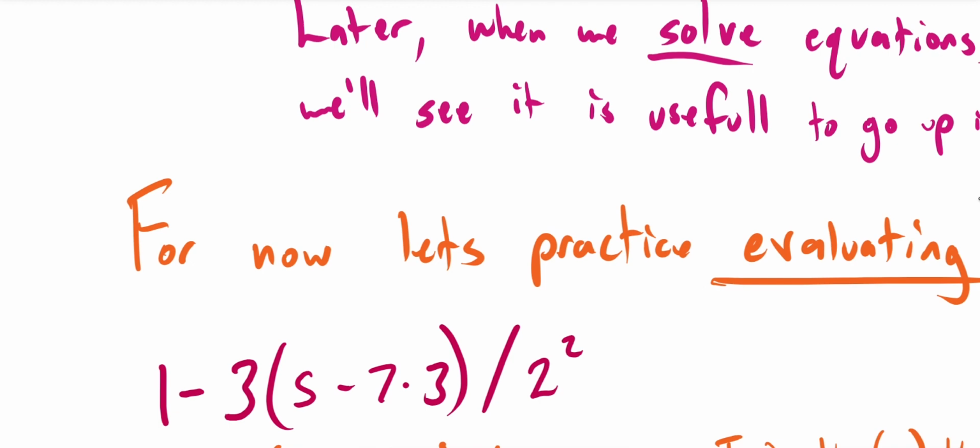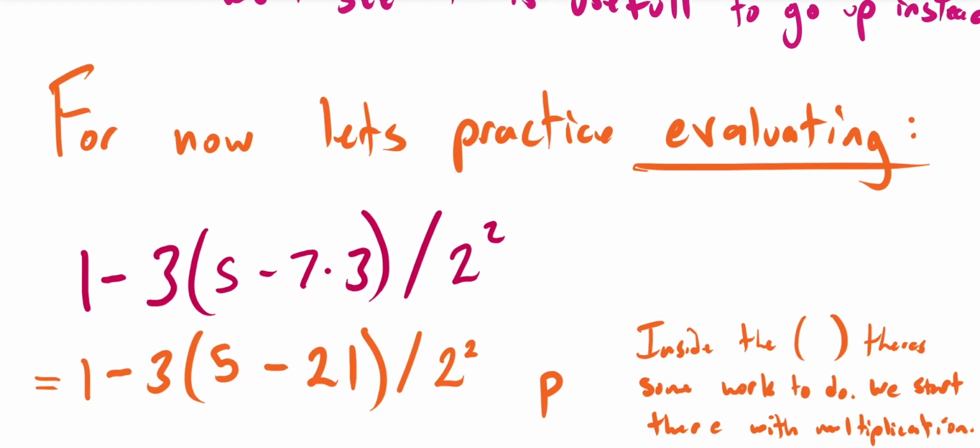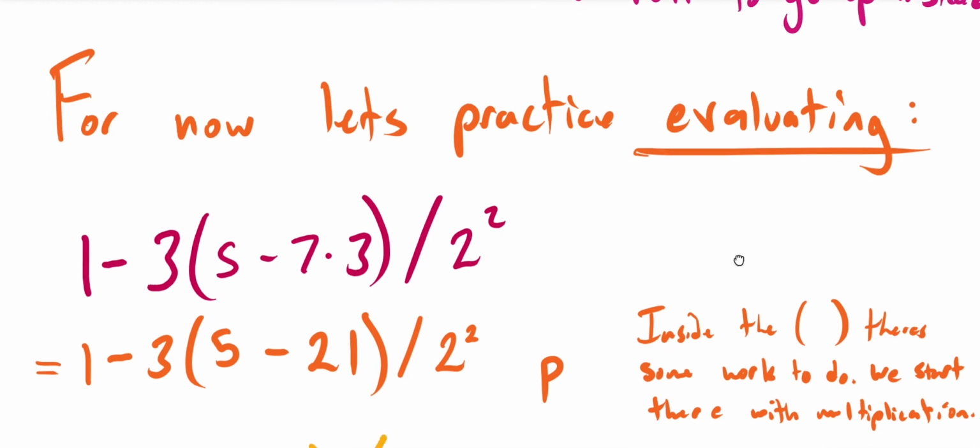So inside, we look for exponents. There's none. We look for multiplication or division. There is some. And so that's where we're going to start. We begin this process by looking inside the parentheses and then applying PEMDAS again and seeing some multiplication and division to do and doing it. So 7 times 3 first. That will give me 21.